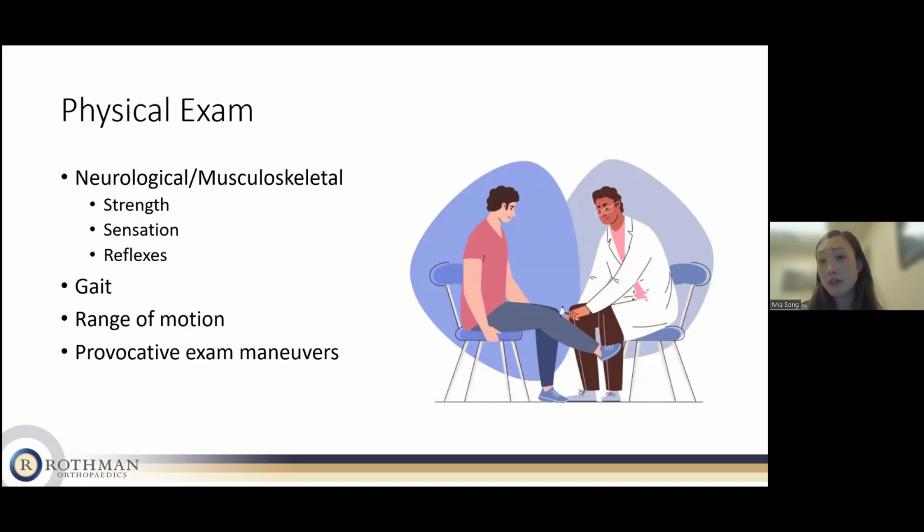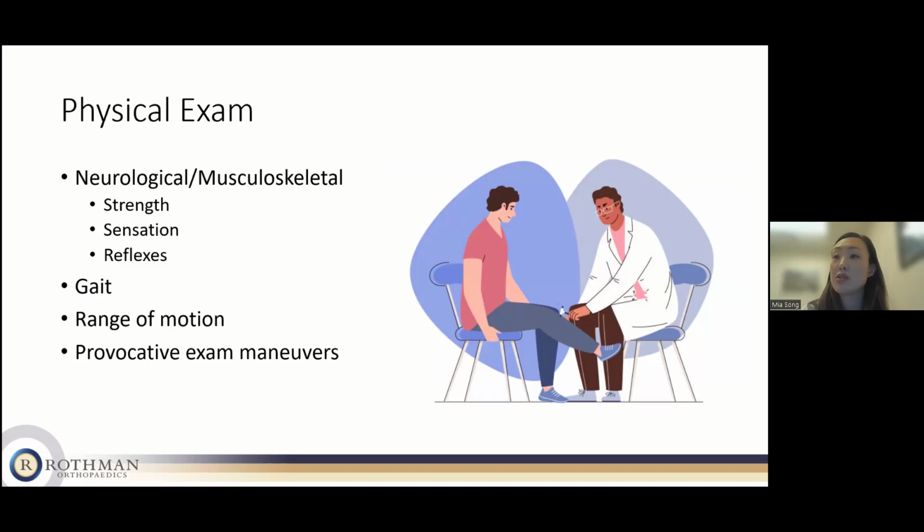We perform a thorough physical exam, which starts with a neurological and musculoskeletal exam, where I may check the strength in your back and your legs, sensation, as well as some reflexes. I always check to see how patients are walking the minute they walk in the room or move around in the room, and it gives me an idea as well of where your pain might be coming from.